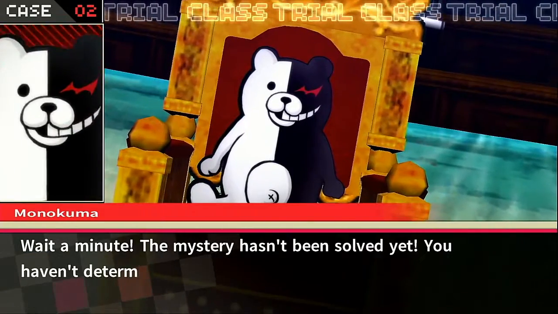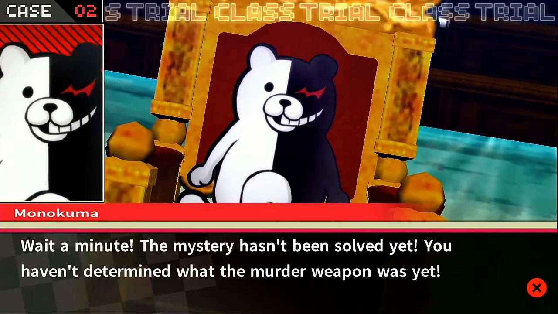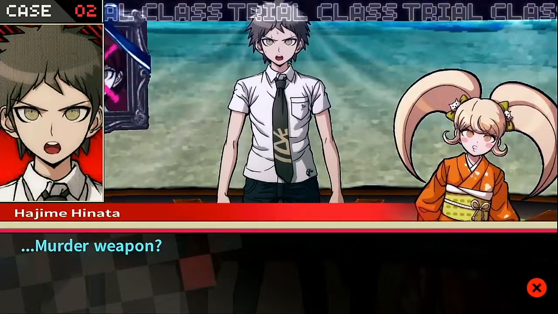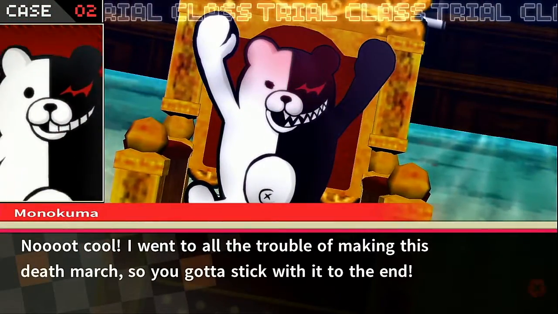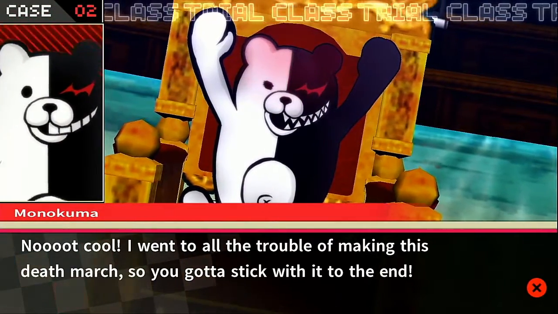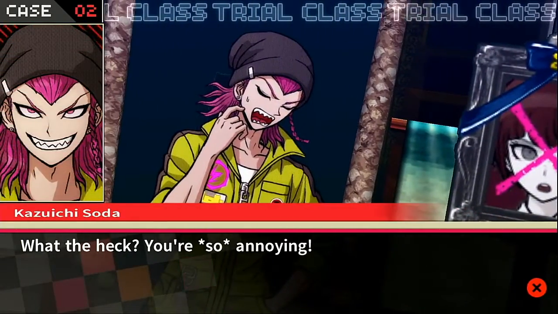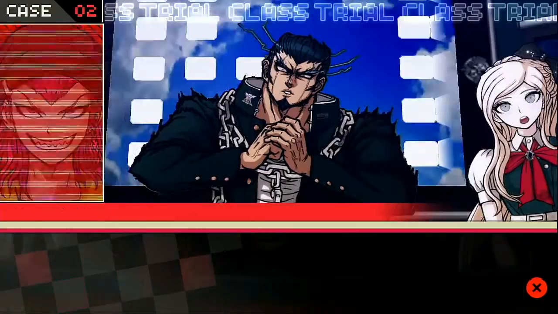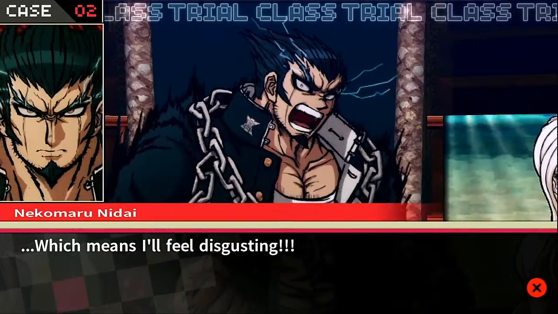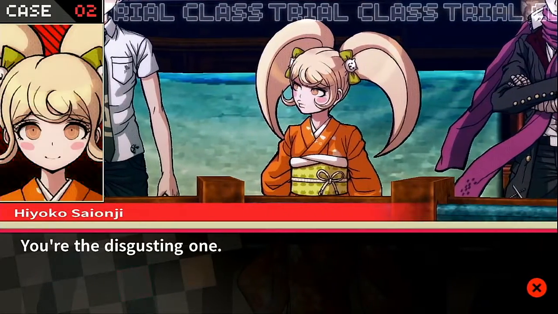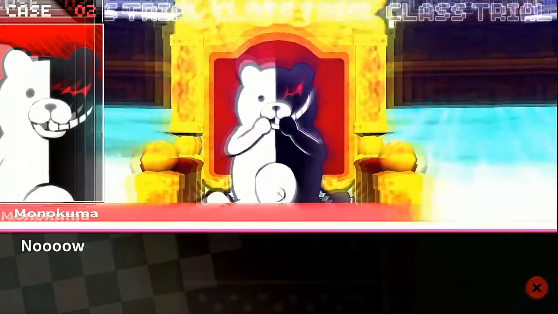Wait a minute! The mystery hasn't been solved yet! You haven't determined what the murder weapon was yet! Who cares about the murder weapon? Not cool! I went to all the trouble of making this death march, so you gotta stick with it to the end! What the heck? You're so annoying! Fine, let's figure out the weapon. Which means I'll feel disgusting! You're the disgusting one. The weapon is pretty unconventional! Now then!